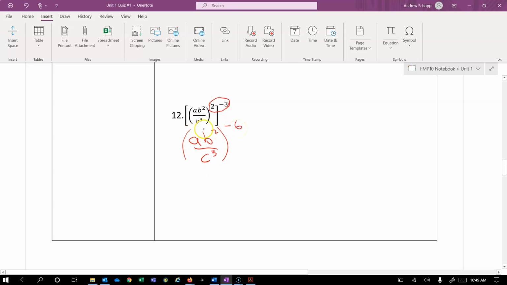Remember that everything inside the brackets has to be raised to the power of negative 6. Super important. You also have the choice here, if you wanted to get rid of this negative 6, you could do that. So I'm going to go 2 different ways. One way is to get rid of the negative 6, and we can do that by flipping the fraction.